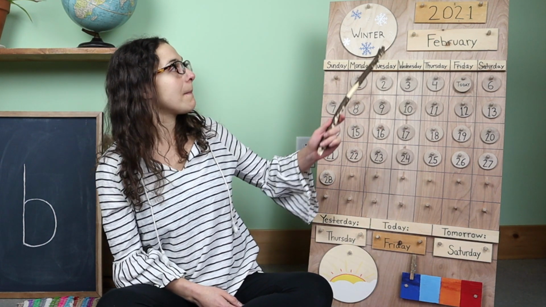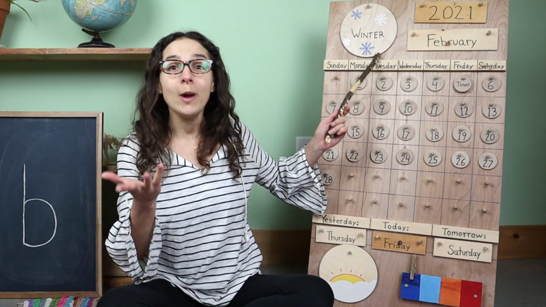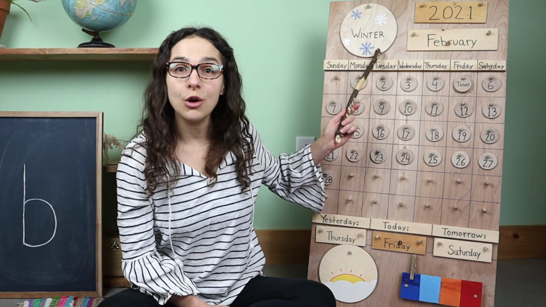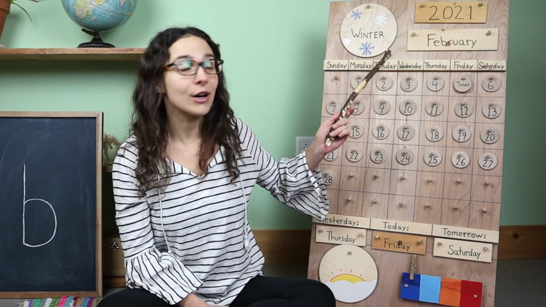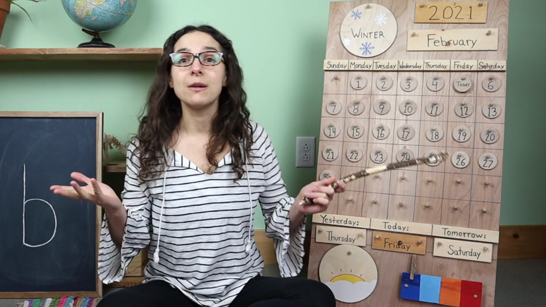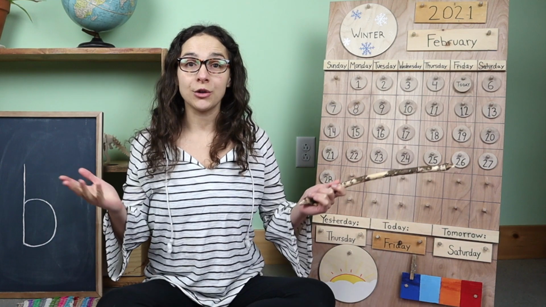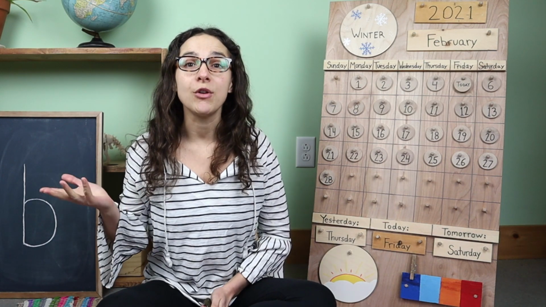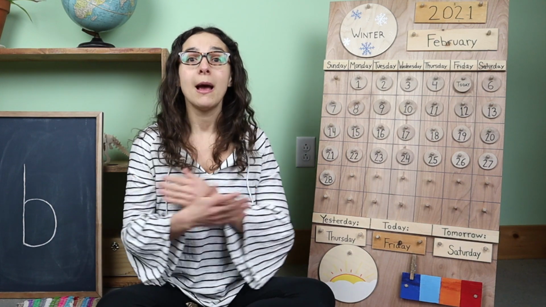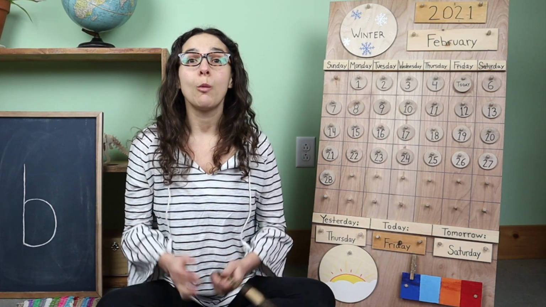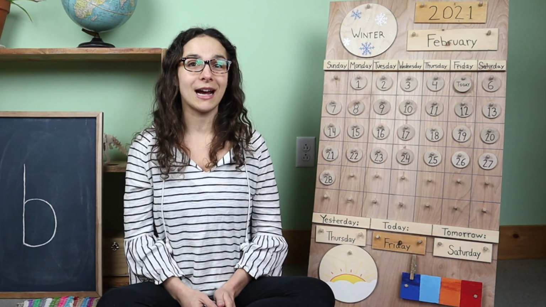And back up here at the top of the chart, we have the season. Do you know what the season is? Yes, winter. It's winter time. And depending on where you live, winter may look different. Some of you may live in a place where it's very, very cold and snowy in the winter time. But some of you may live in a place where it's warm, even in the winter time.